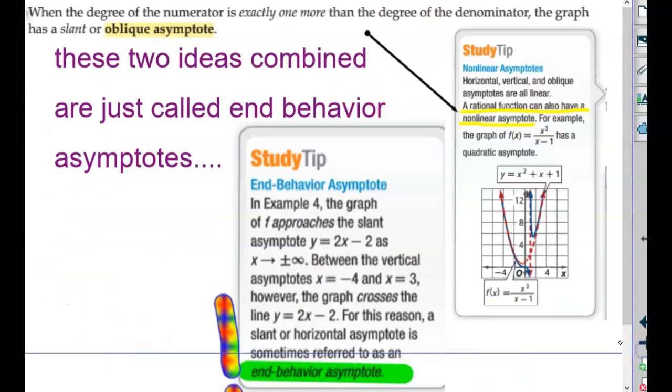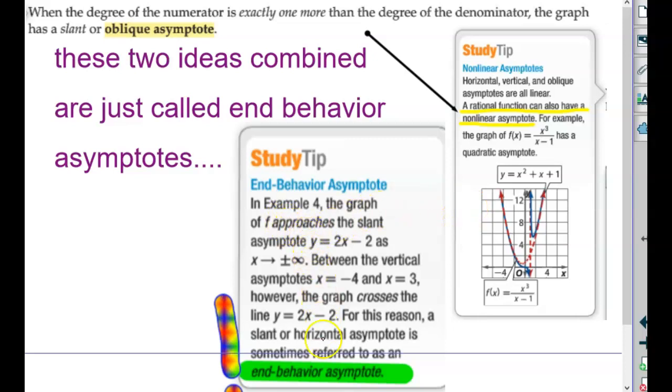I think we get to talk about holes next. There's some extra stuff here. It says when the degree of the numerator is exactly 1 more than the denominator, you'll get an oblique asymptote or a slant asymptote, and you find that by division, ignoring the remainder.